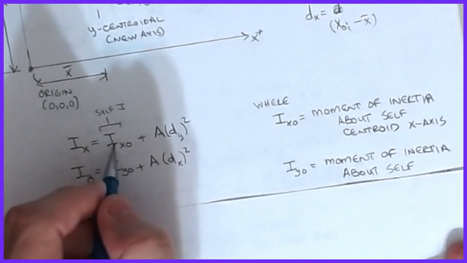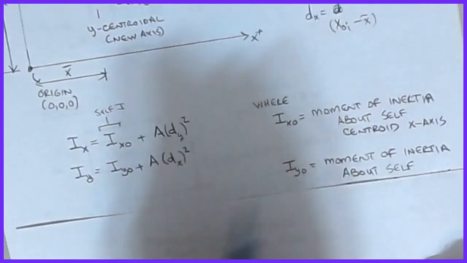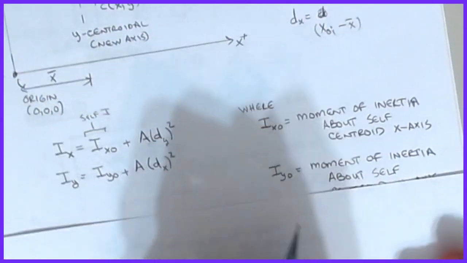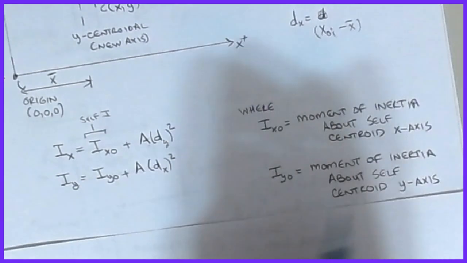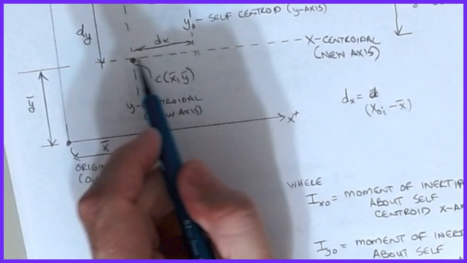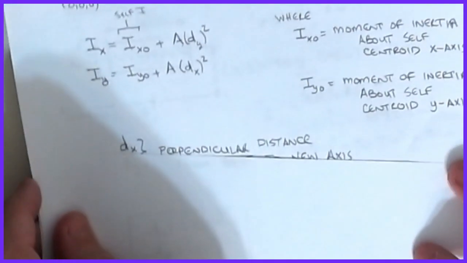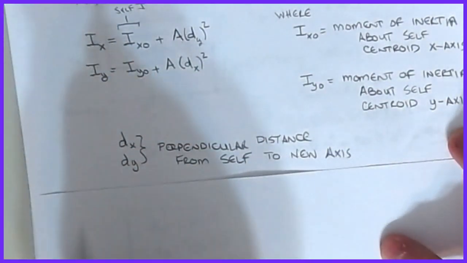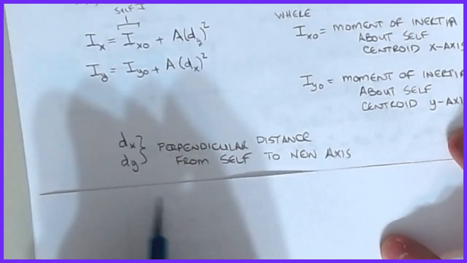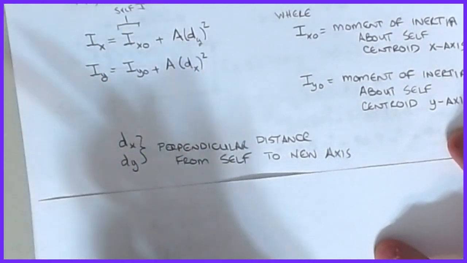So Ix naught is the moment of inertia of the area I'm looking at about its own self-centroid x-axis, and Iy naught is the moment of inertia about its own self-centroid y-axis, and then dx would be the horizontal distance we had from here to here. Those are our perpendicular distances. Now you're starting to see that a lot of these calculations become a little redundant. It's really handy to build a spreadsheet to help you with these calculations, because you do them several times and it just becomes the same thing over and over, a lot of redundant calculations that you want to do.